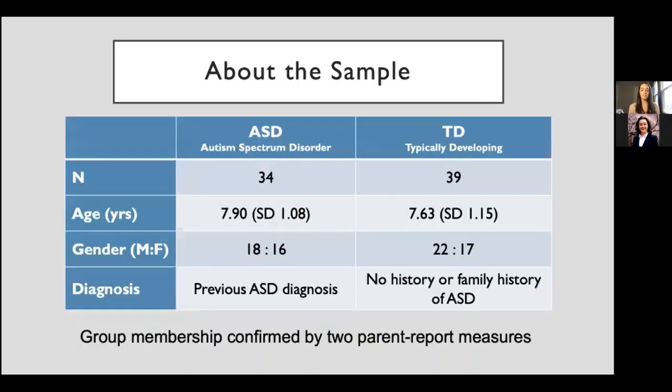My sample consisted of 34 children with ASD and 39 typically developing children, all between the ages of 5 and 9 years old. These groups were well matched on age and gender, which included a slightly higher sample of girls than typically included in ASD studies. All participants met the cutoff scores of 2 standardized parent report measures, fitting in their respective groups to confirm group membership.